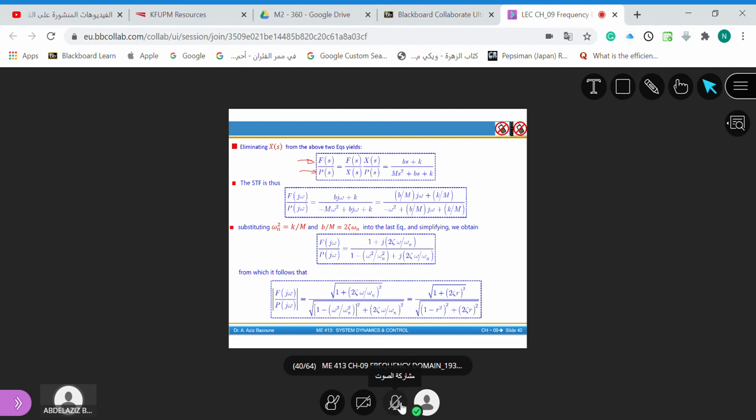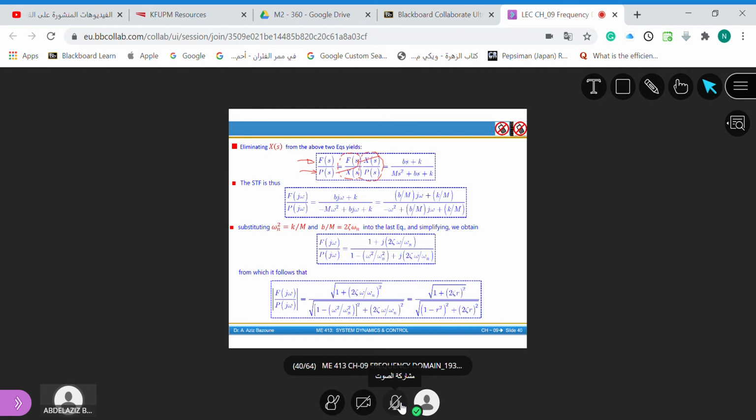It will be F of s times b divided by X of s, multiplied by X of s over P of s. Here we can just cancel X of s and X of s, and we have the two forces. So we already calculated F of s over X of s, and we calculated X of s over P of s from the previous slide. So at the end, we will find (bs plus k) over (ms squared plus bs plus k), which is the transmitted force over the input force.